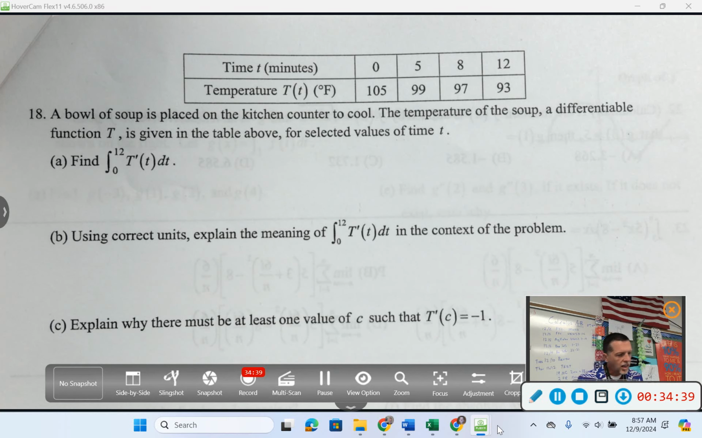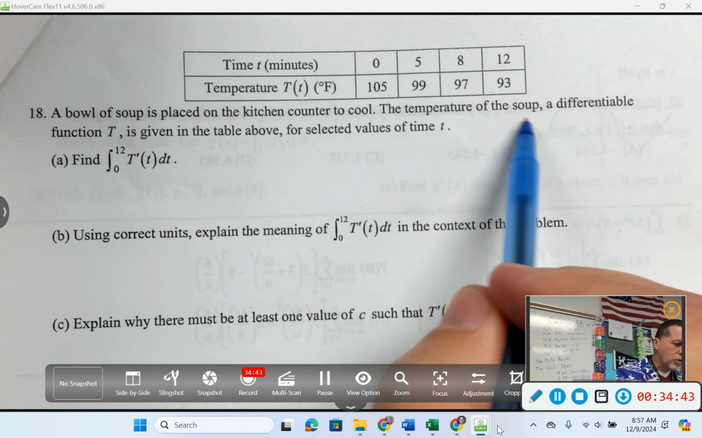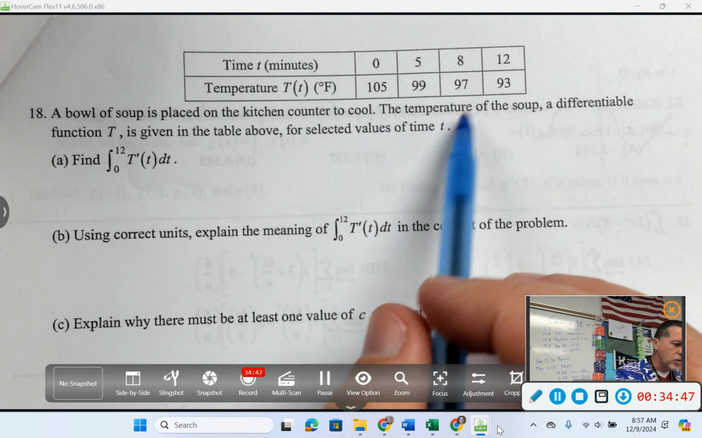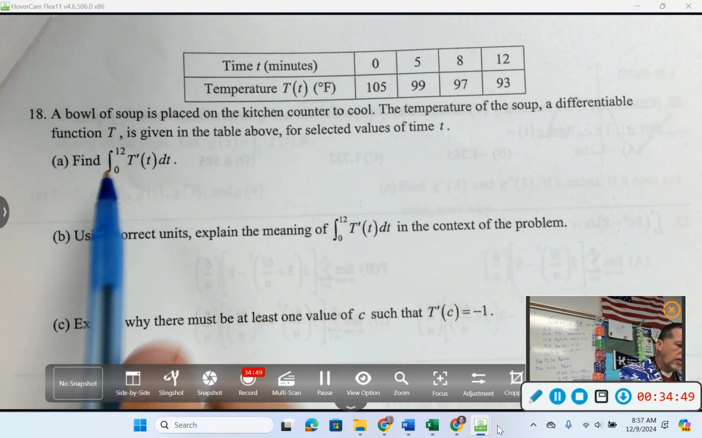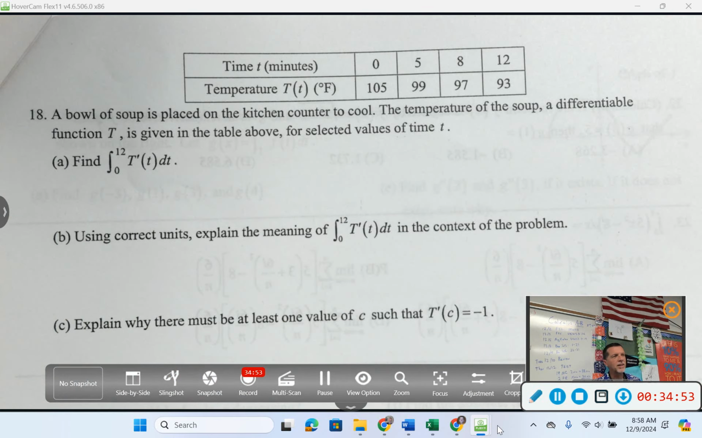A bowl of soup is placed on the kitchen counter to cool. Temperature of the soup is given in the table above. Okay, so this is the temperature of the soup. Find the antiderivative from 0 to 12 of T prime.